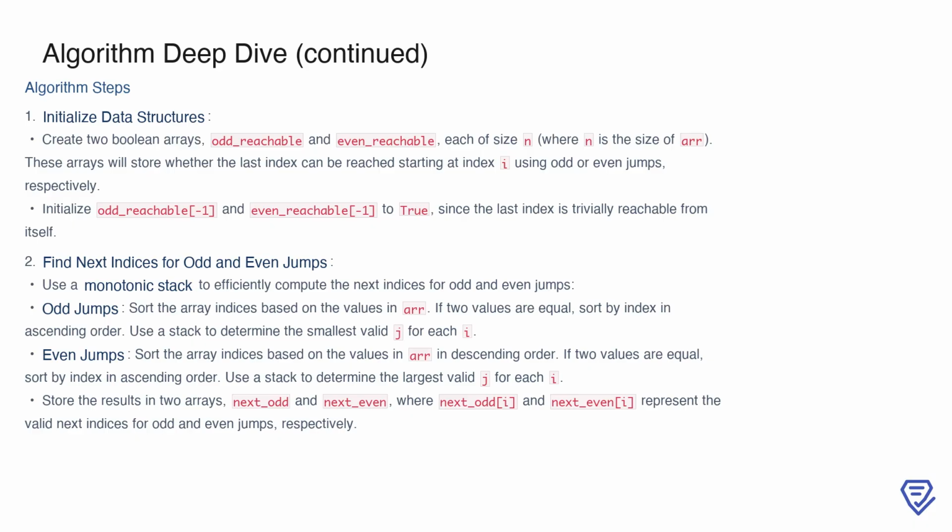For odd jumps, we sort the indices of the array by their values in ascending order, and in the case of ties, by their indices in ascending order. The stack helps us compute the smallest valid j for each i. For even jumps, we sort the indices by their values in descending order, again breaking ties by indices, and use the stack to find the largest valid j for each i. The results are stored in the next_odd and next_even arrays, which map each index to its corresponding valid jump destination.